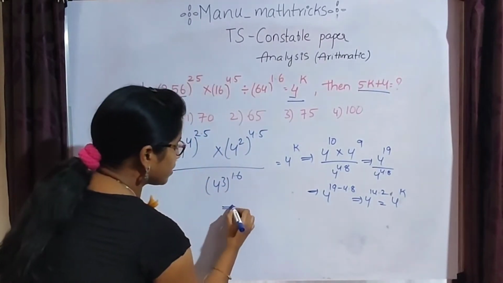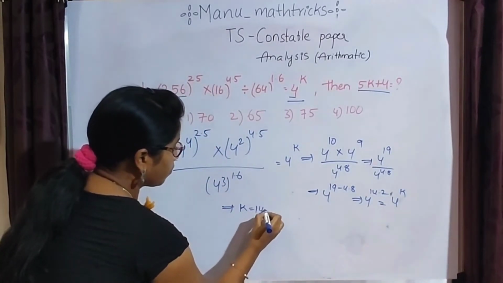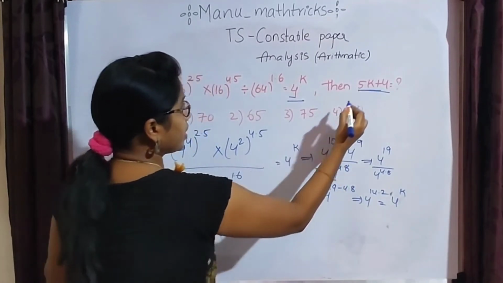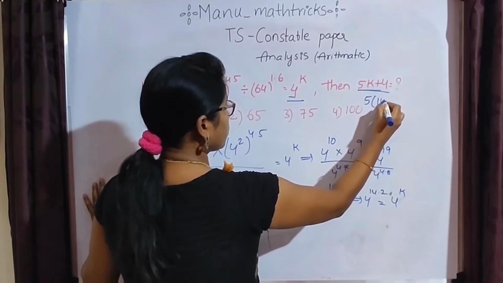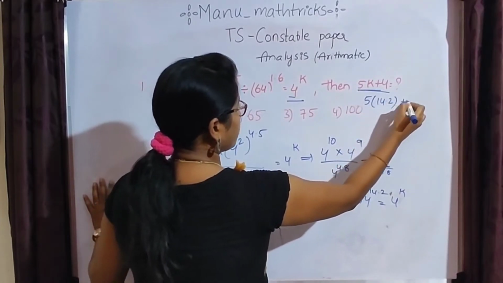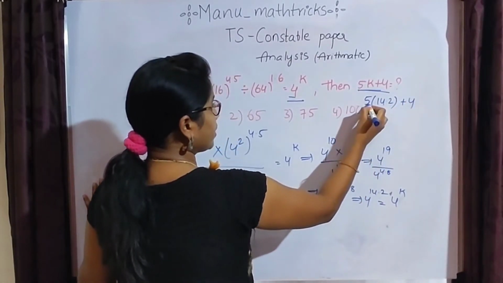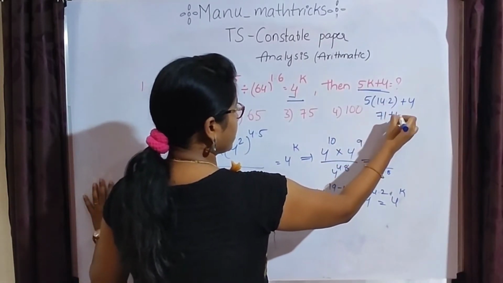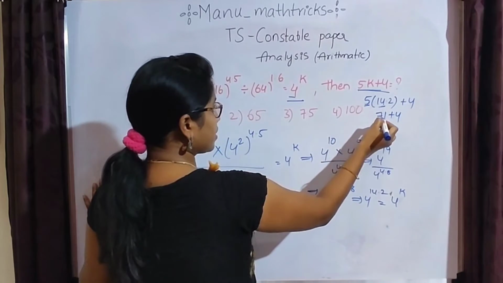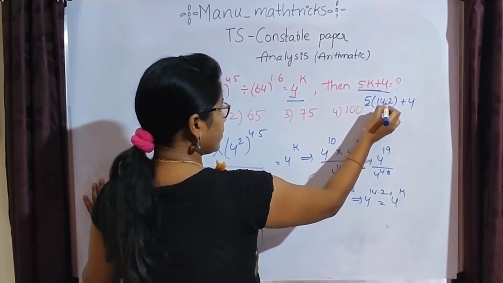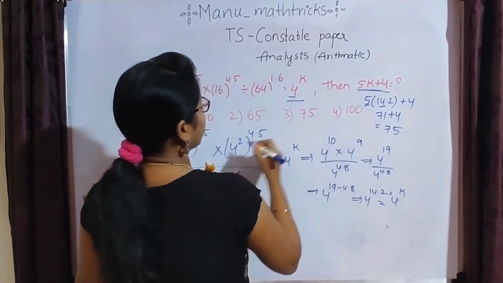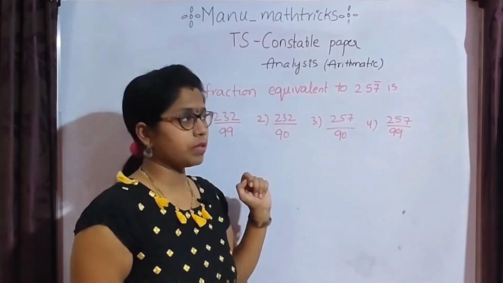Now it means k is equal to 14.2. Now substitute this k value in this equation, that is 5 into 14.2 plus 4. 14 5s are 70, 5 2s are 10, one decimal point, so 71 plus 4 is equal to 75. This is the answer. Now look into another question.